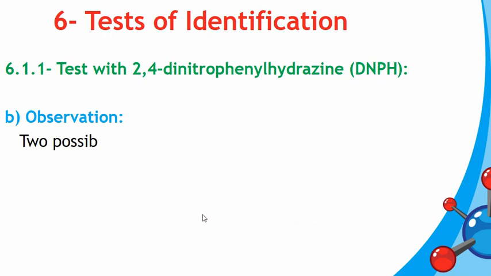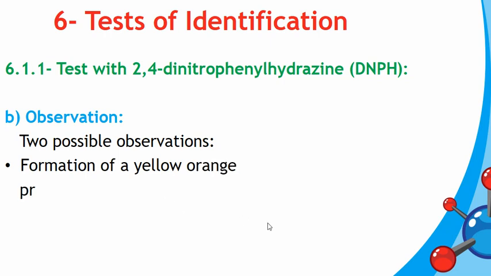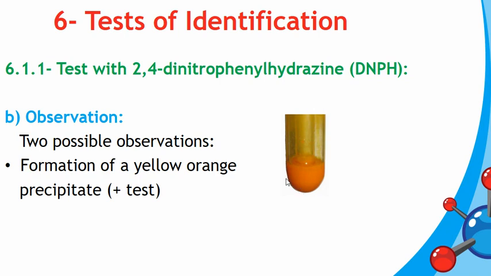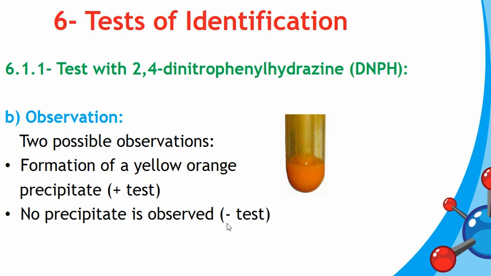We have two possible observations. First, formation of a yellow-orange precipitate, which is called a positive test. This is the yellow-orange precipitate. We can say yellow precipitate, orange precipitate, or yellow-orange precipitate. The second observation, we observe nothing, no precipitate is observed, the test is negative, and the solution of the DNPH remains orange.